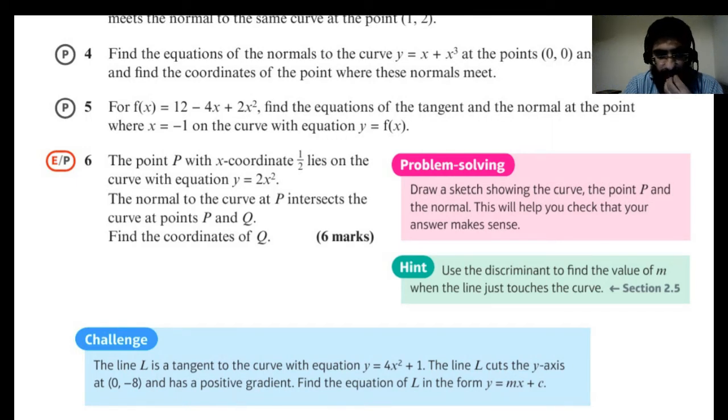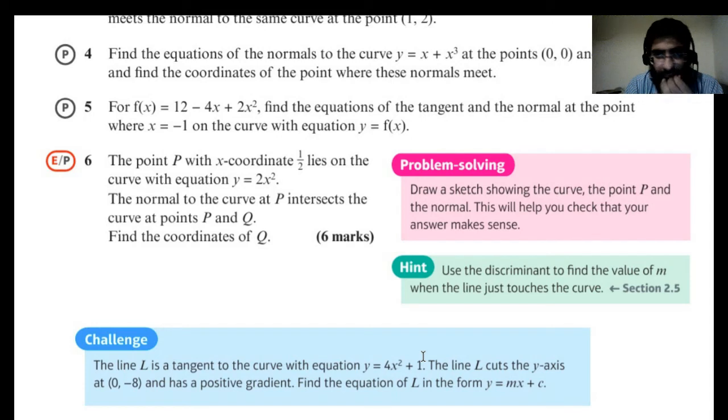Point P with x coordinate half lies on the curve with equation y equals 2x squared. Sir, it shows red and I get scared. The normal to the curve at P intersects the curve at P and Q. Find the coordinates of Q.